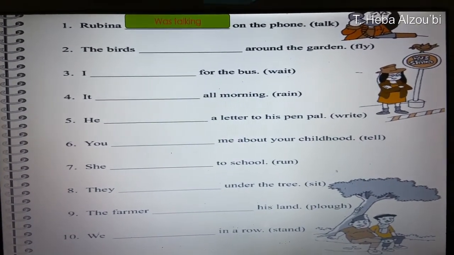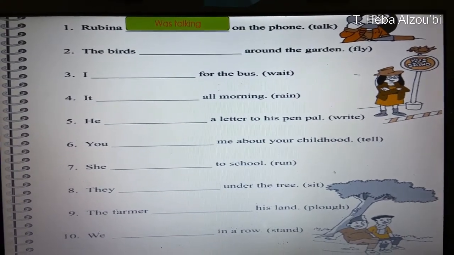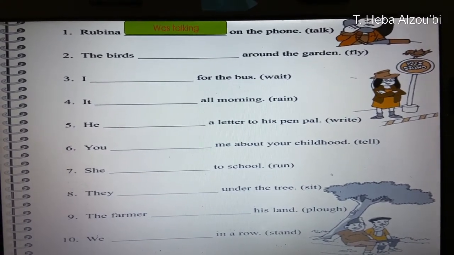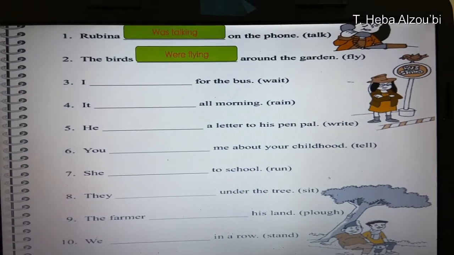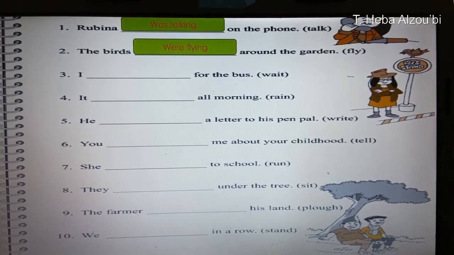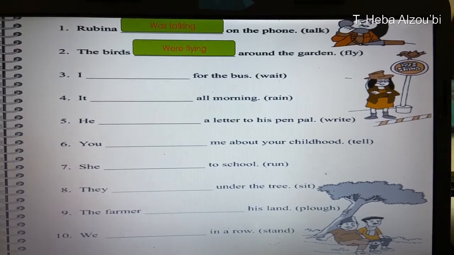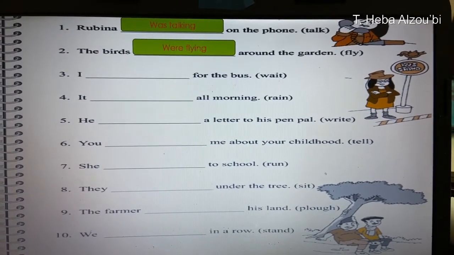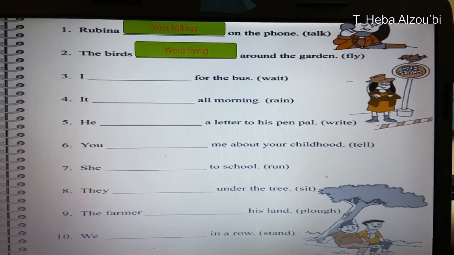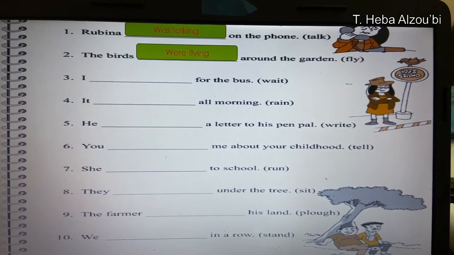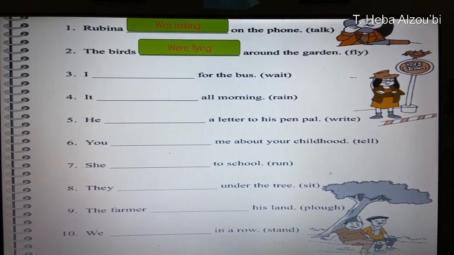Number 2, the birds around the garden. The birds were flying around the garden. We used were because the birds is a plural noun.